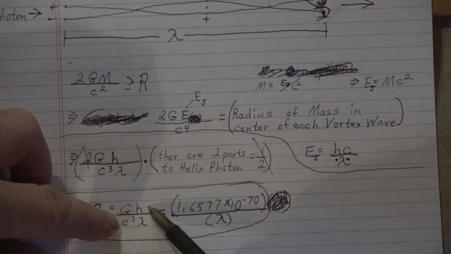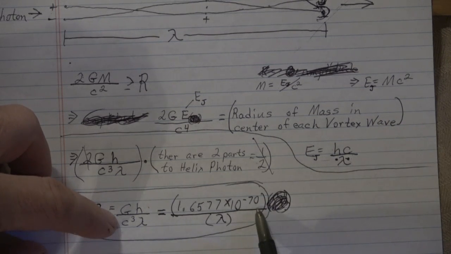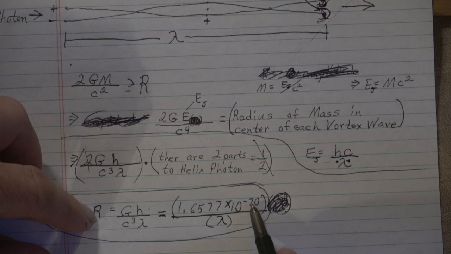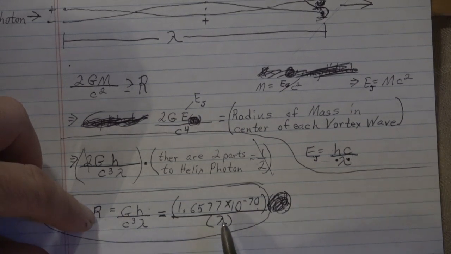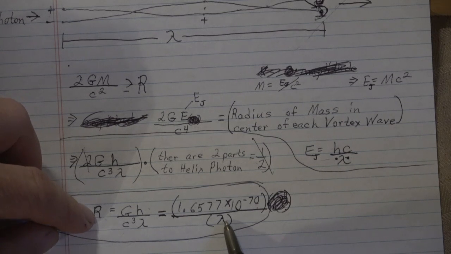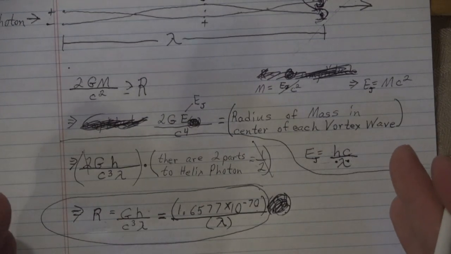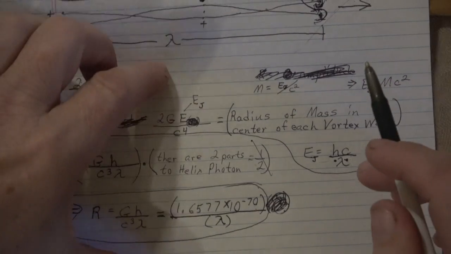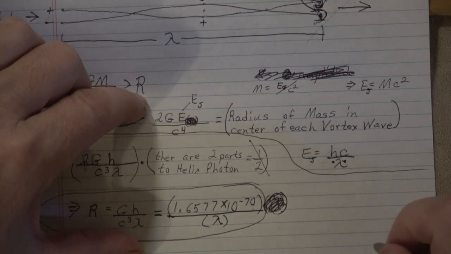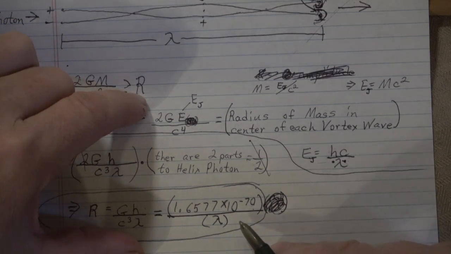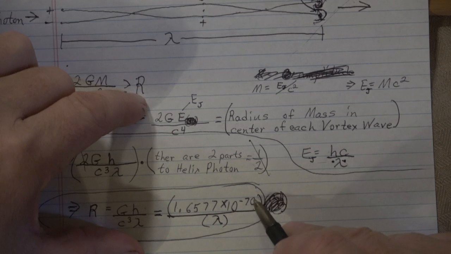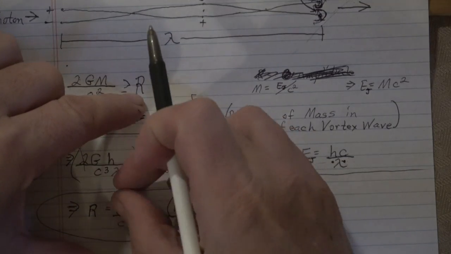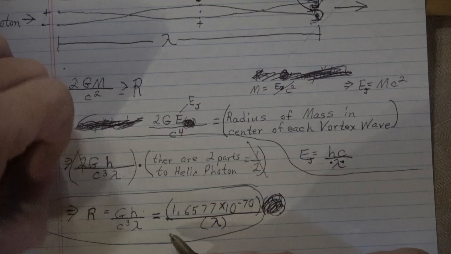These three right here are constants, so I work those out to this. So it's r equals 1.6 times 10 to the minus 70 divided by lambda, and that is your wavelength. So the bigger the wavelength, that means also the bigger the diameter between the two photon charges, and the smaller your radius for the inner piece will be. I found that to be interesting.